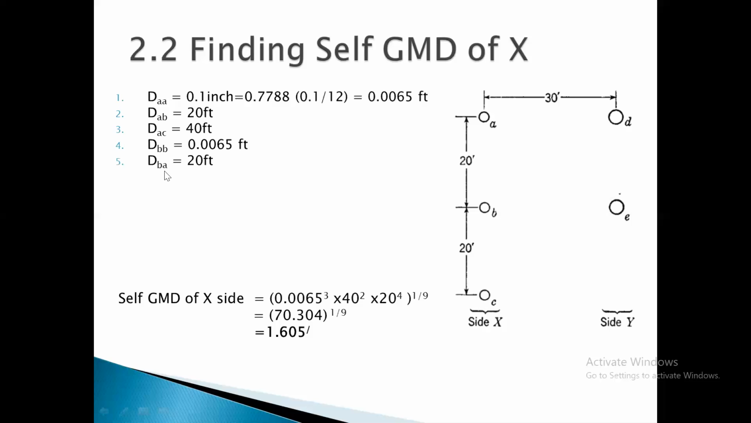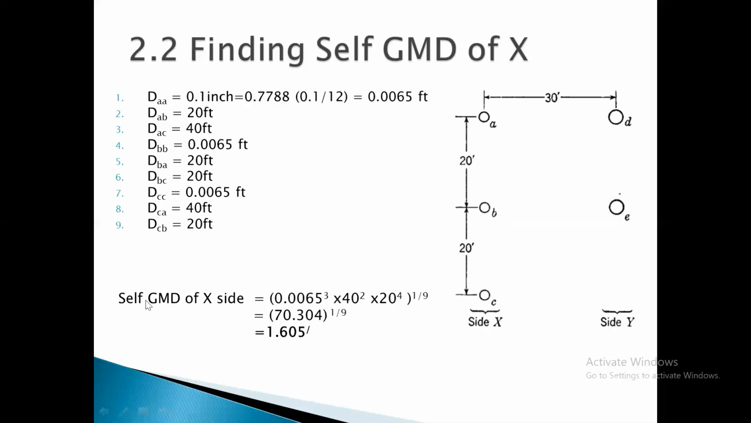And then the B to A distance. In self GMD, we also calculate the B to A distance. So B to A is 20 feet, and then B to C is 20 feet, and then C to C is the same, the self distance, which is the effective radius, 0.0065 feet. And then again from C to A, which is 40 feet, and C to B is 20.